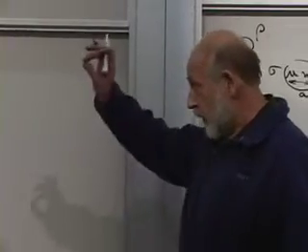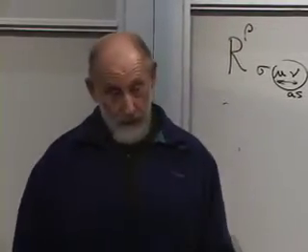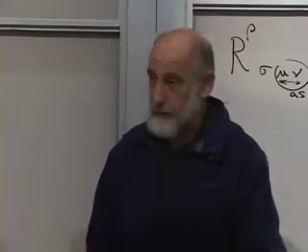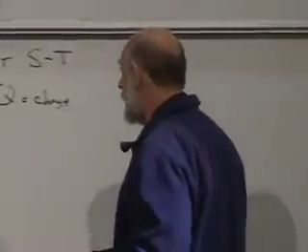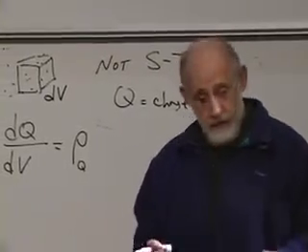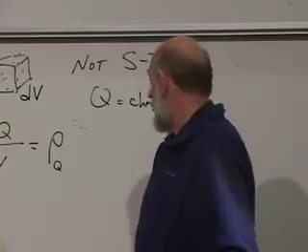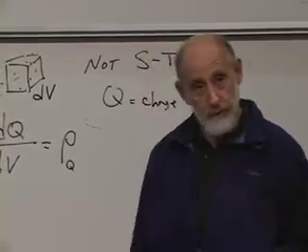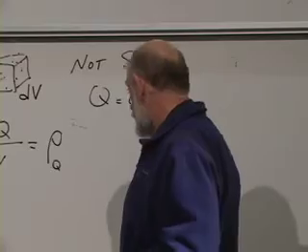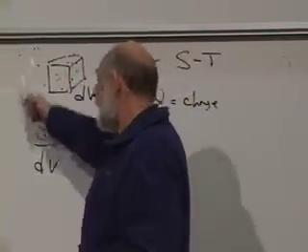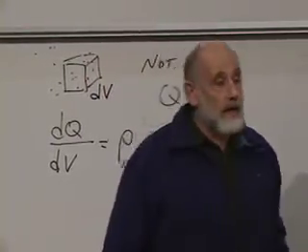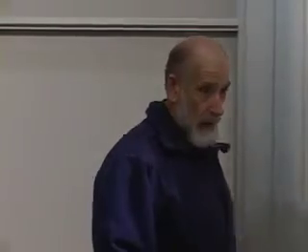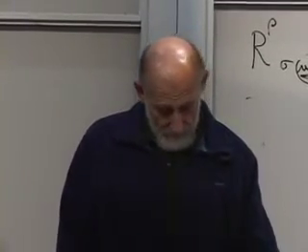Go to a particular point, take a small box, take the total amount of charge in it, divide it by the volume, shrink everything to 0, and the limit is the density. It follows, of course, that the total charge in a finite box is the integral of the density over the box. So that's charge density.